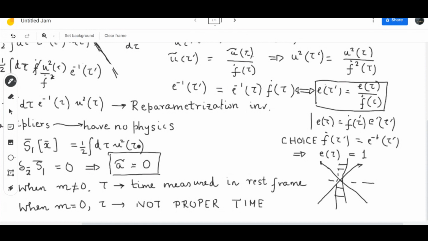Can you turn it off? Hello, Ritesh, turn off your audio. It is very noisy. Ritesh, your audio is extremely noisy. There's some background noise. I don't know why that is coming.